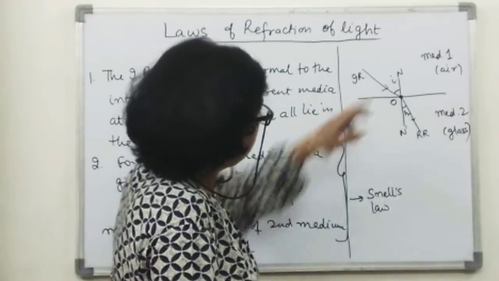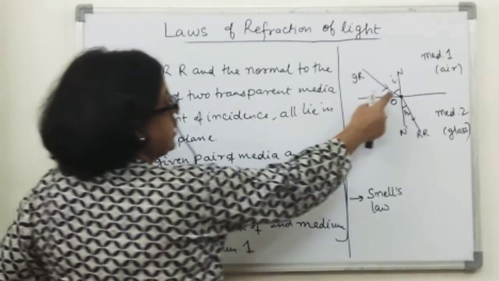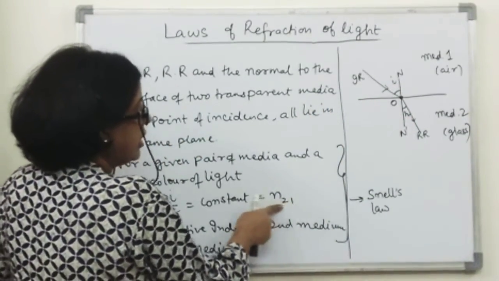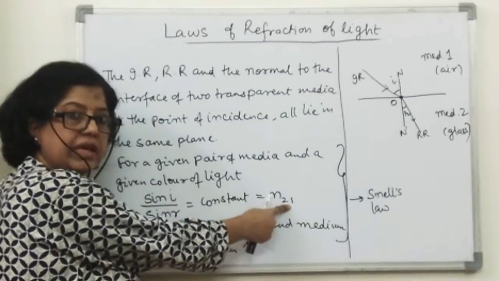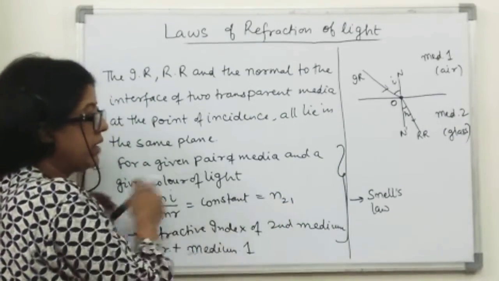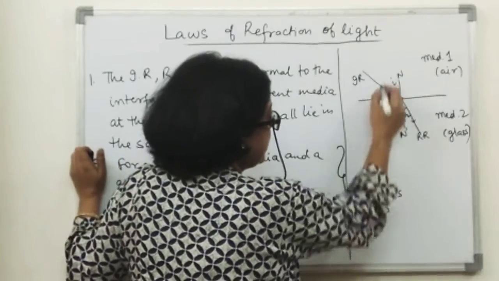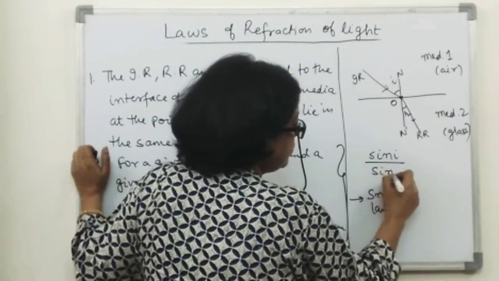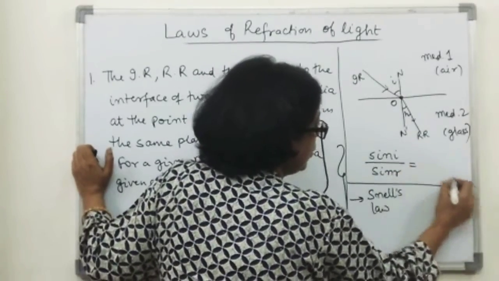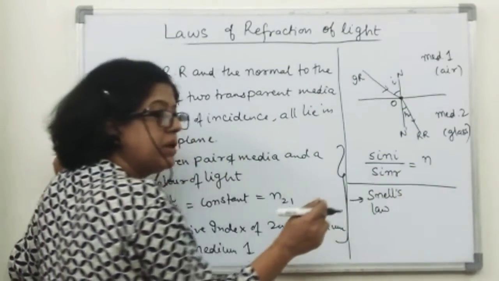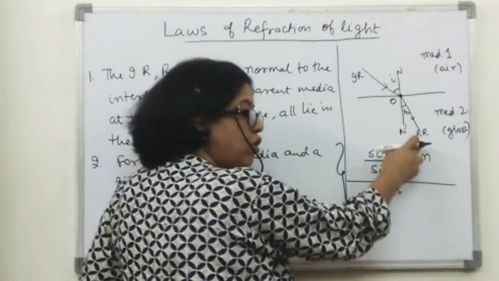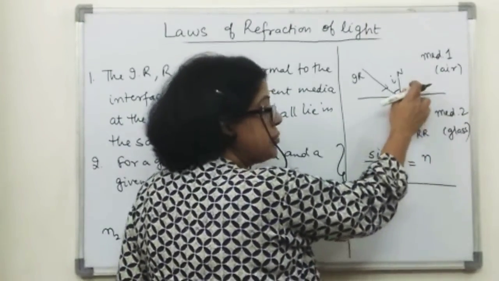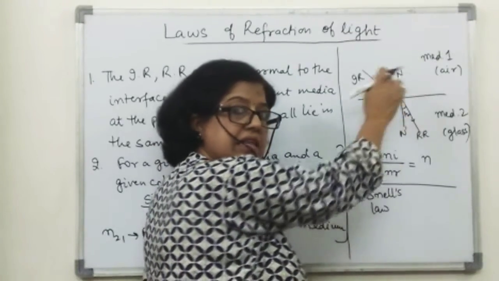So if we go by this, sine of angle i by sine of angle r will be equal to n21. Now n21 is the refractive index of medium 2 with respect to medium 1. If I apply it here, I can say in this case sine of i by sine of r will be equal to the refractive index of the second medium. The second medium is always the medium through which the refracted ray travels, and the first medium is the medium through which the incident ray travels.